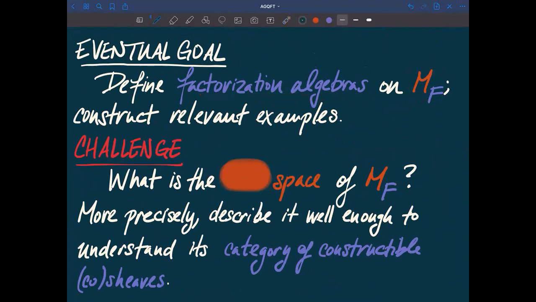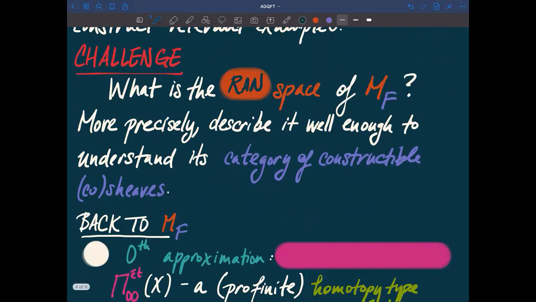So maybe a challenge that I want to issue to the room is to write down the Ron space of MF. And what do I mean by that? Well, I don't necessarily need the full power of the Ron space itself as a topological space. Maybe all I really want is for you to describe it well enough so that I can write down its category of constructible sheaves or constructible co-sheaves. And if you do that, then I'll have considered that a success, and we can actually start trying to construct such things. That's the question that I want to try and address.